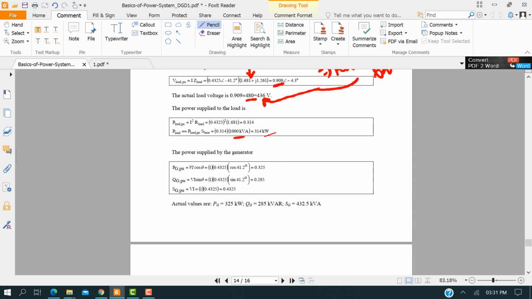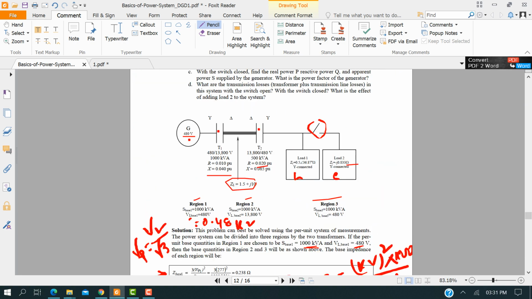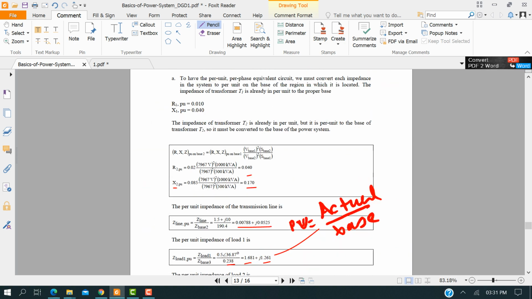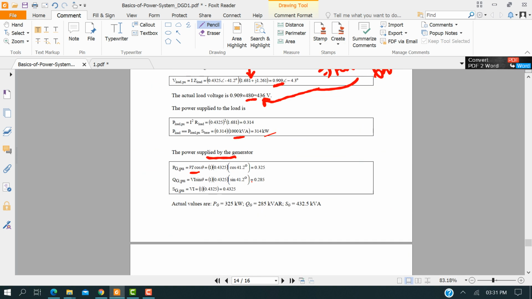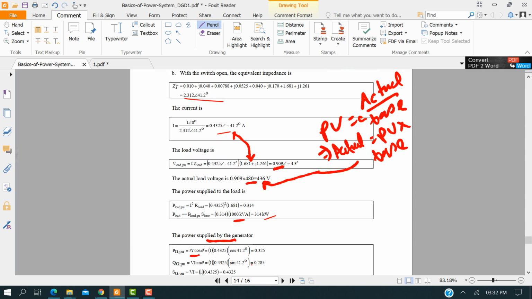And the power supplied can be expressed as VI cos theta. So cos theta we'll get in the load section. What is theta? Theta is 36.87 degrees. So we know the value of theta. So just put it there. Here the angle should be here.